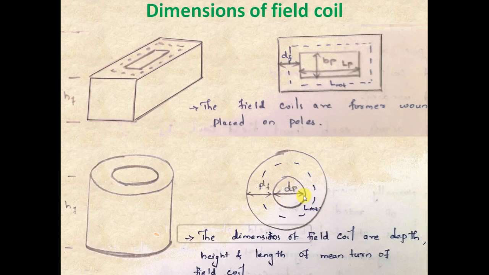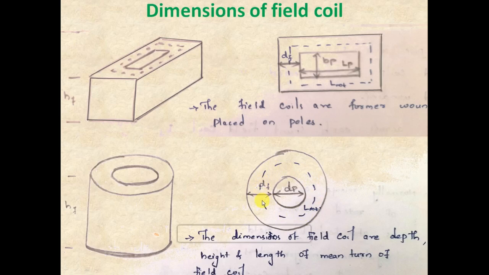The inner circle is indicating the pole body, that is a cylindrical pole body, and the cylindrical winding is wound over it. So the depth of field winding is indicated by dF, and the length of mean turn is shown by this dotted line. In order to get the relation for length of mean turn, you have to obtain this dotted circle's perimeter.